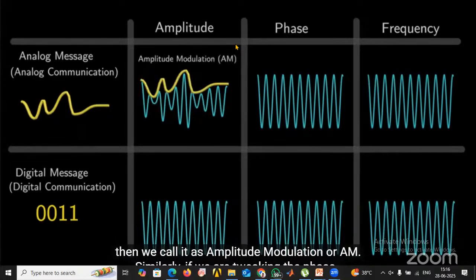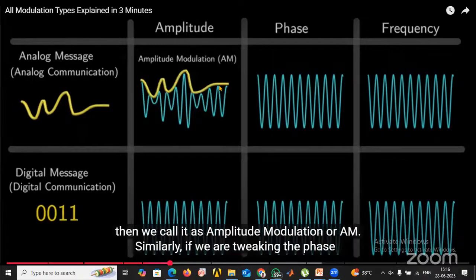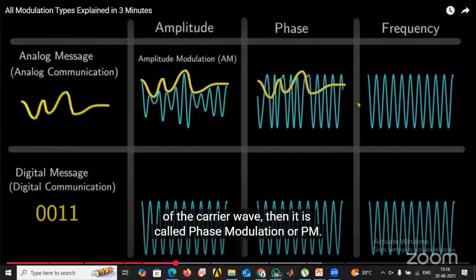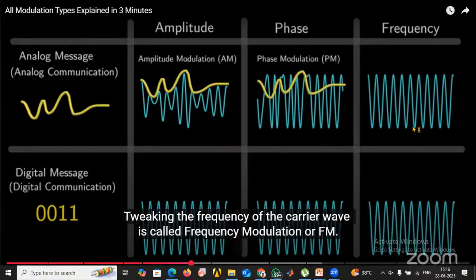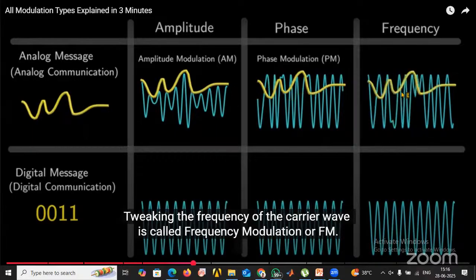So with amplitude modulation, the signal that is in blue color is the carrier, and this is the message signal. Then the amplitude is the same as the message signal. With phase modulation, here the phase is going to vary like this. In case of frequency modulation, it will vary like this.